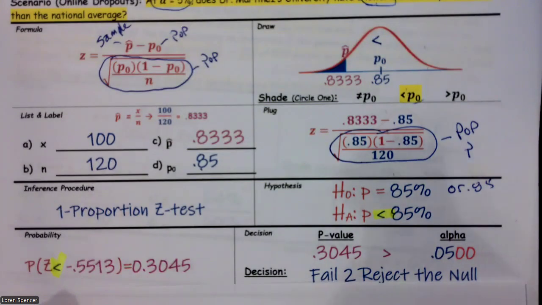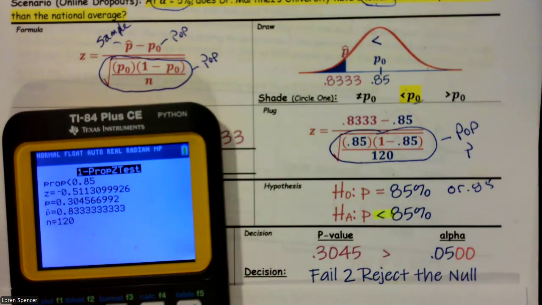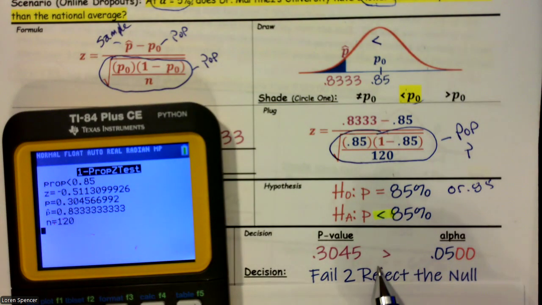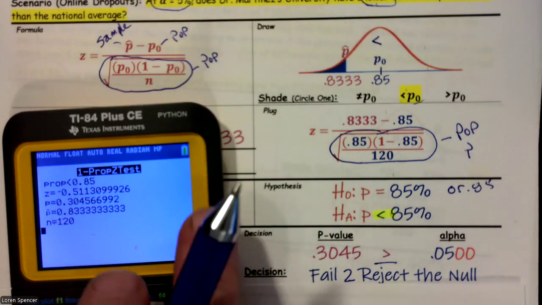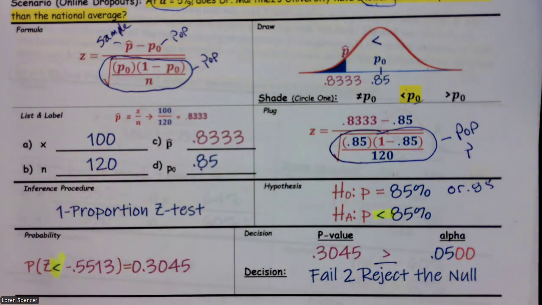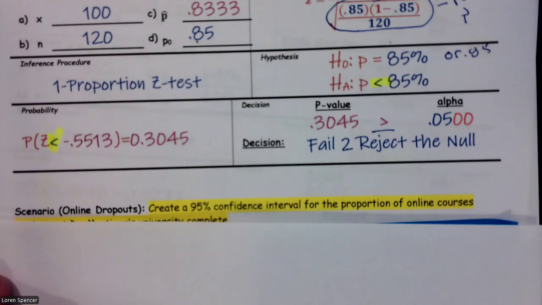Everything's the same. But then we get over here, and we notice that our p-value is greater than. Here's where I have to compare. This inequality is based on our comparison. And 0.3045, which we calculated, is greater than 0.05. Make them the same length, but 3045 is definitely greater than 500. So our decision here is to fail to reject the null. All right, so continuing on.